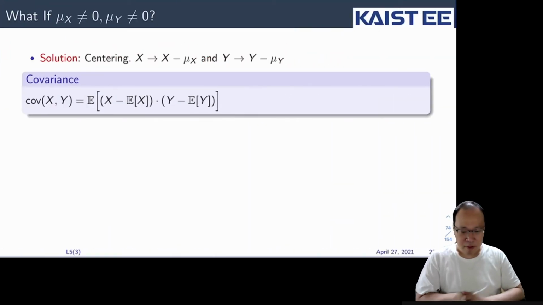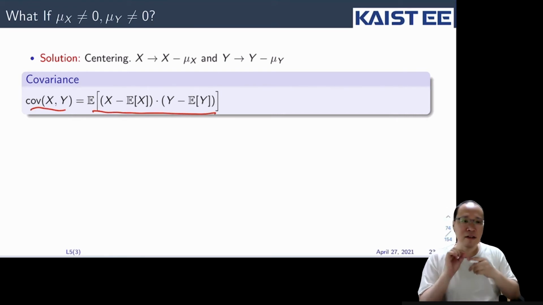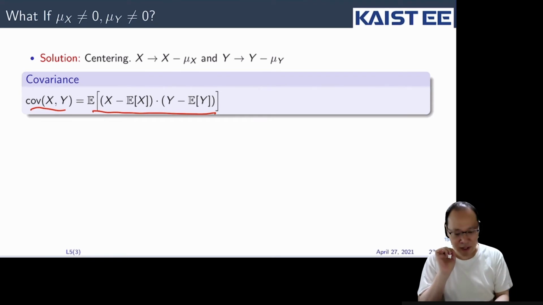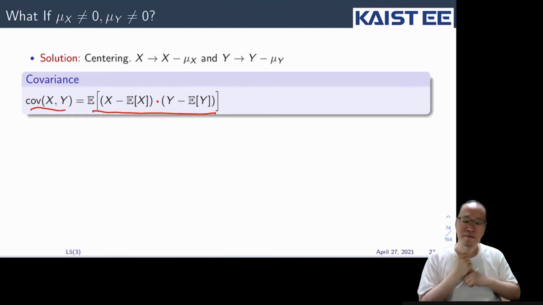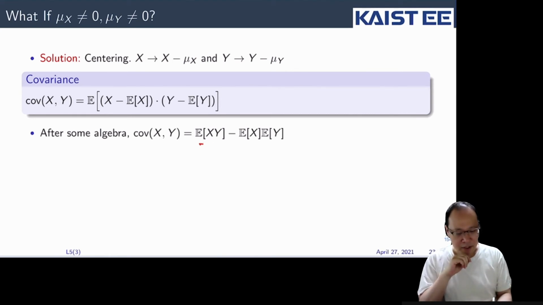Okay. So finally, we're going to define a notion which we call covariance. The covariance of x comma y is nothing but the expectation of the product of the centered versions of the two random variables, that is, x minus expectation of x multiplied by y minus expectation of y. So far we're happy about this metric for quantifying the degree of dependence. And after some algebra, you can see that the covariance of x comma y is the expectation of xy minus the expectation of x multiplied by the expectation of y. So how can we show that?